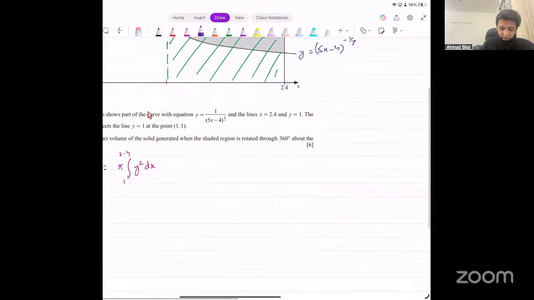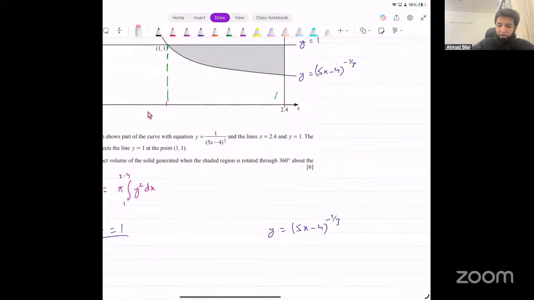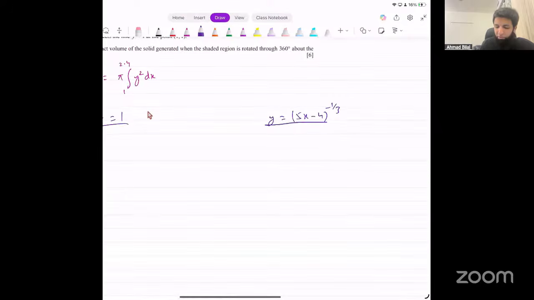How would we do that? We can say the function is y equal to 1. And the other function is y equal to (5x minus 4) to the power negative 1 over 3. We will rotate the area under the curve as well, and then we will find the difference between them. So just apply the volume of revolution formula on both of them. Now remember, for the formula, we need y squared. If y is equal to 1, what about y squared? Y squared is going to be 1.